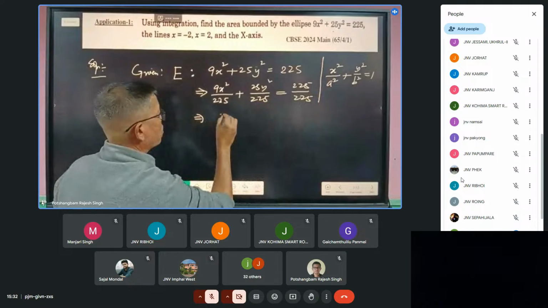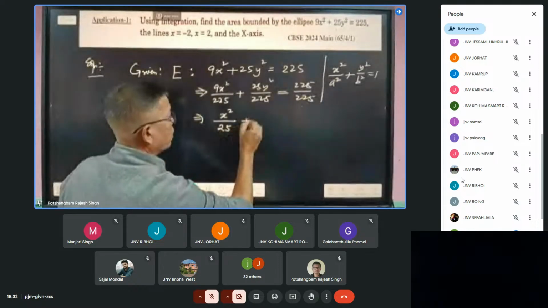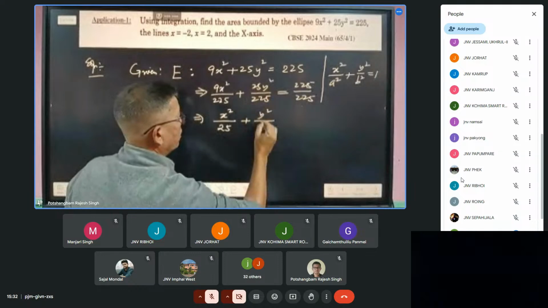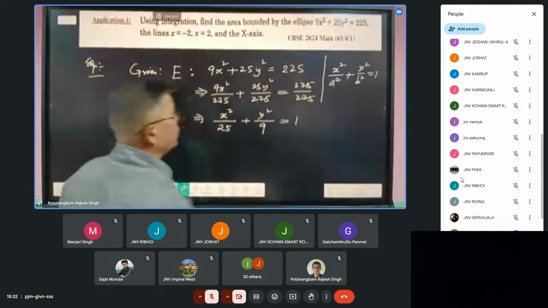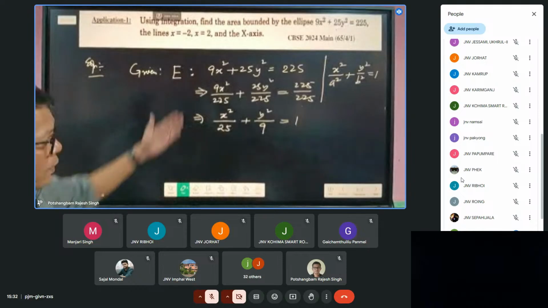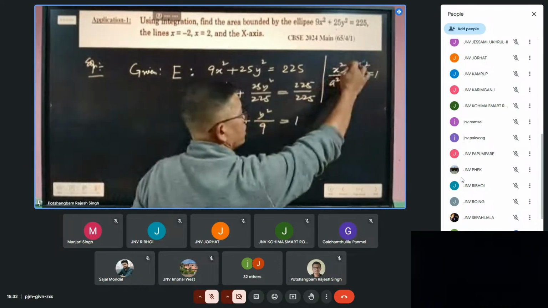Then what is this? x squared by 25 plus y squared divided by 9 equal to 225 by 225 is 1. Now your equation is actually reduced into the standard form, and you can compare this equation with the standard equation.